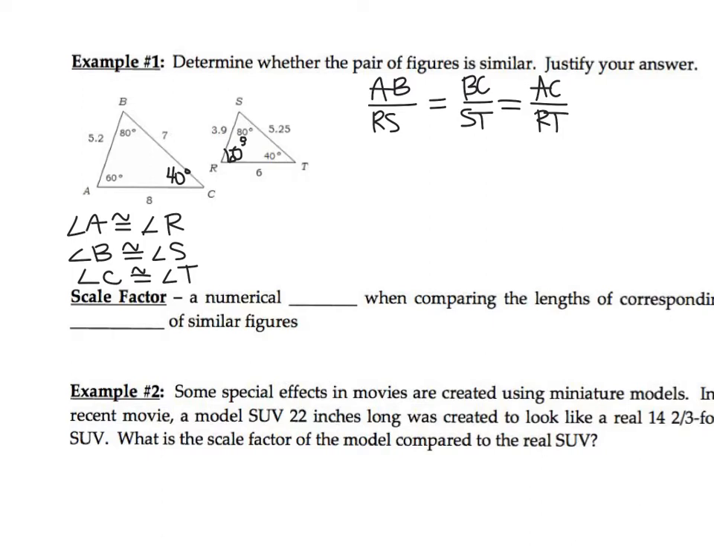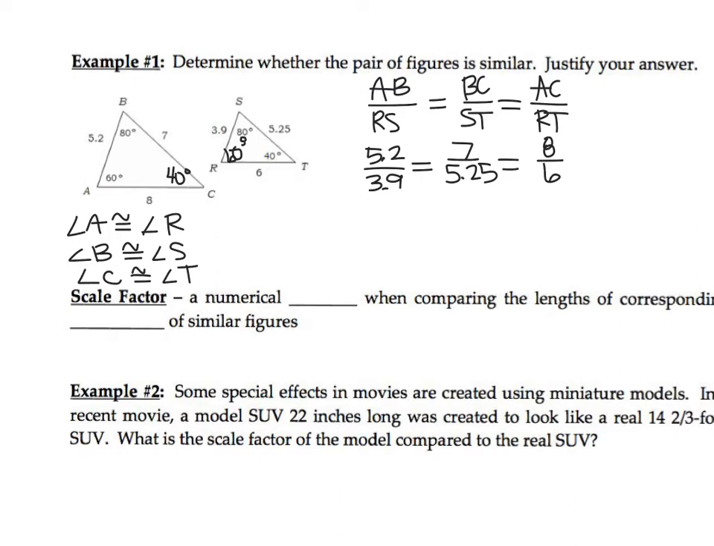Now we're going to plug in our known side lengths. We are going to end up with 5.2 over 3.9 equals 7 over 5.25 equals 8 over 6.